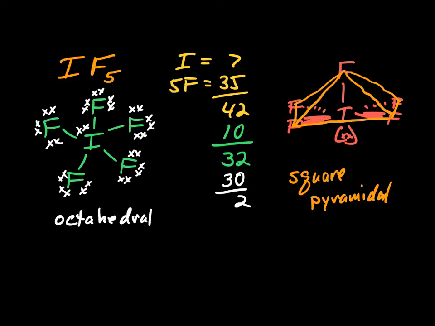And if we were going to talk about the classical interpretation of the hybridization, in order to get the 6 regions, again, it would be sp3d2.